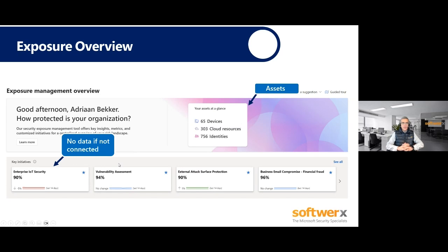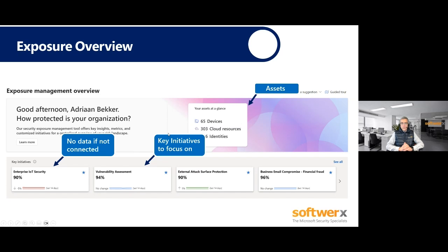If you're using it for the first time, you might see blank initiatives, which means that there's no data currently if you have not connected the connectors. For example, external attack surface management is normally one that I see quite often in customers where they've got no data currently, where they haven't configured it or haven't connected it.